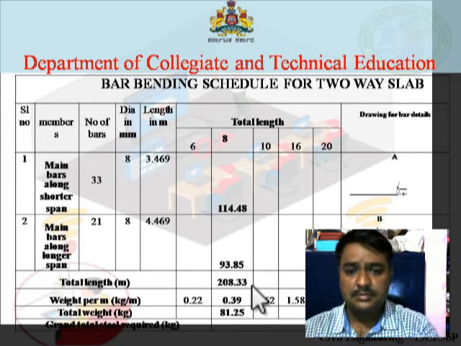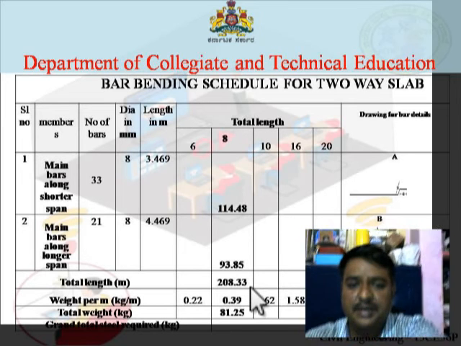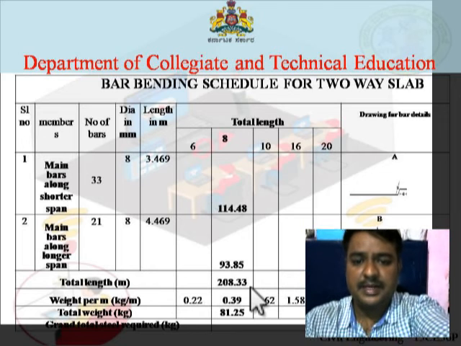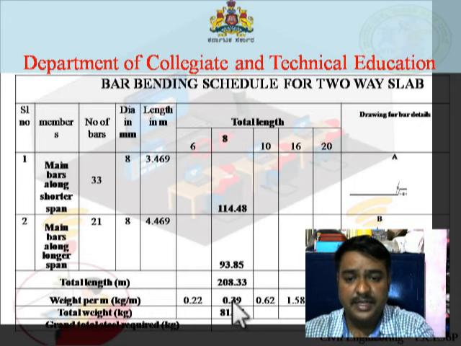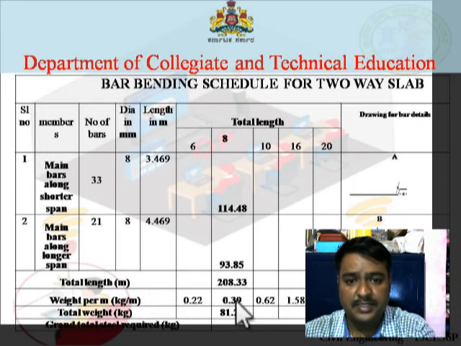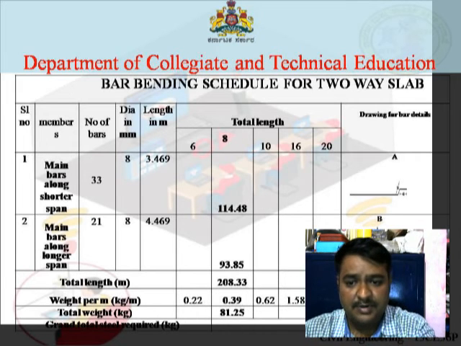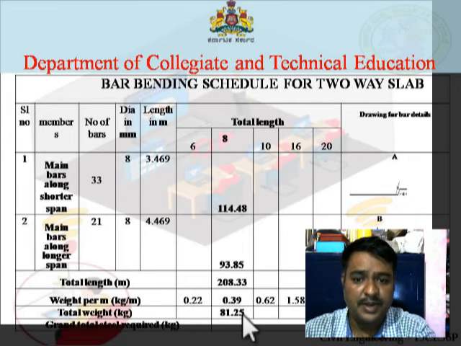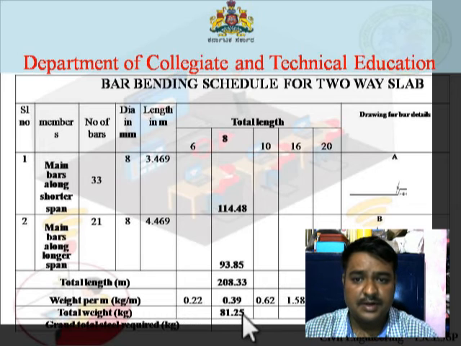So then we will go to total weight per meter. Weight per meter of the bar is D square by 162.32, and then total weight is 81.25 kg. Therefore this is called the total grand steel required, in kg, 81.25. So this is very important for site engineers: the bar bending schedule for a two-way slab.